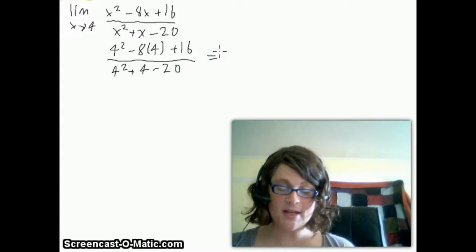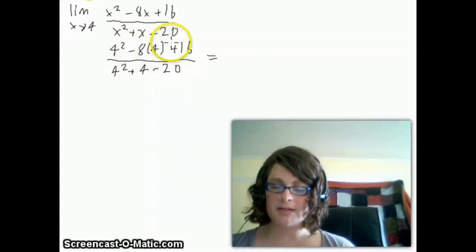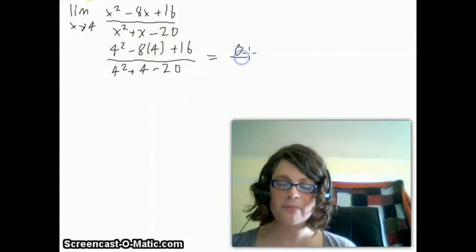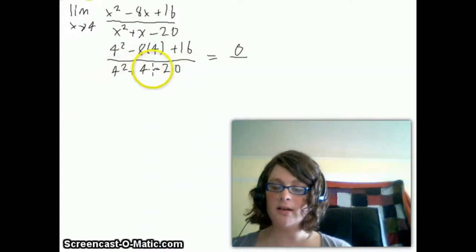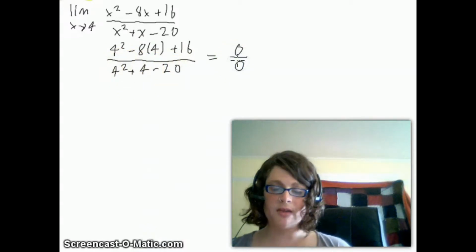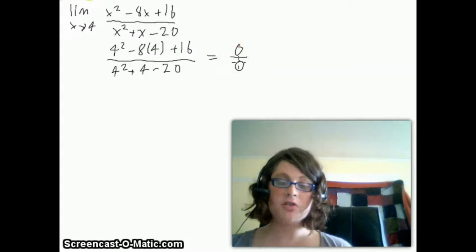Now if we calculate what this is, 4 squared minus 8 times 4 is minus 32, plus 16 gives you 0. If we calculate what the bottom is, 4 squared is 16, plus 4 is 20, minus 20 gives you 0. This 0 over 0 here is what's going to tell you what type of limit problem we're dealing with.